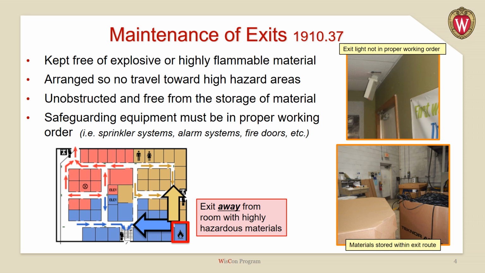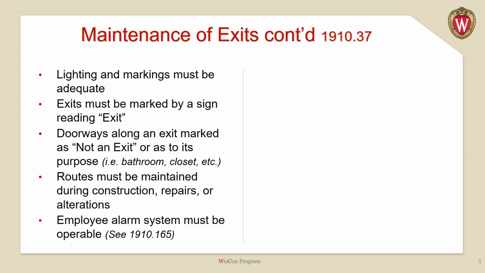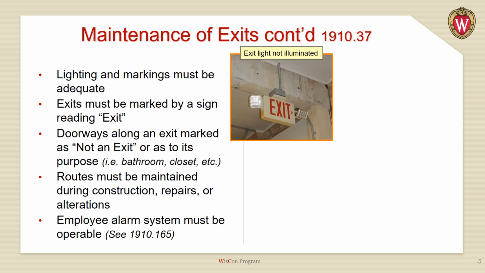The exit access must not go through a room that can be locked to reach an exit, nor lead into a dead end. Safeguards designed to protect employees during an emergency, such as sprinkler systems, alarm systems, fire doors, or exit lighting, must be in proper working order at all times. In addition, lighting and markings must be adequate and appropriate. Each exit route must be lit so that employees can see along the exit route.